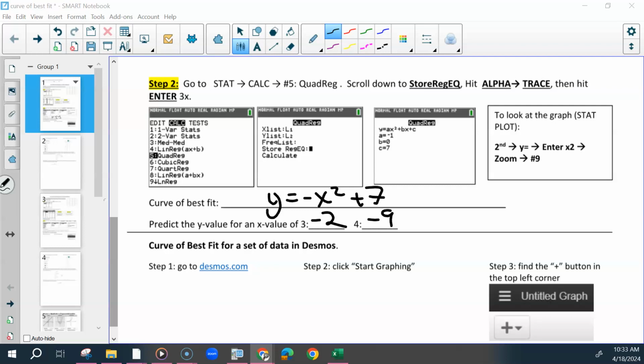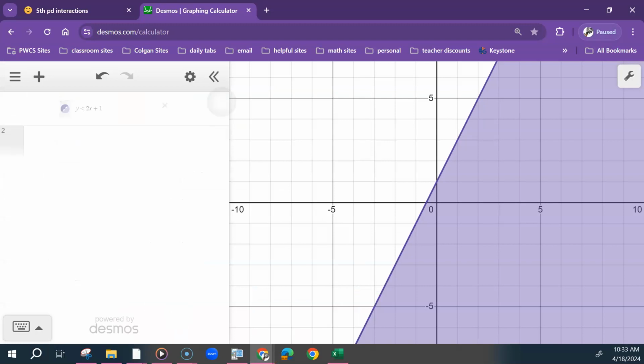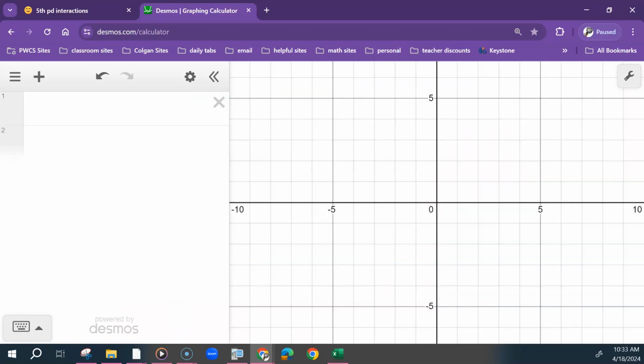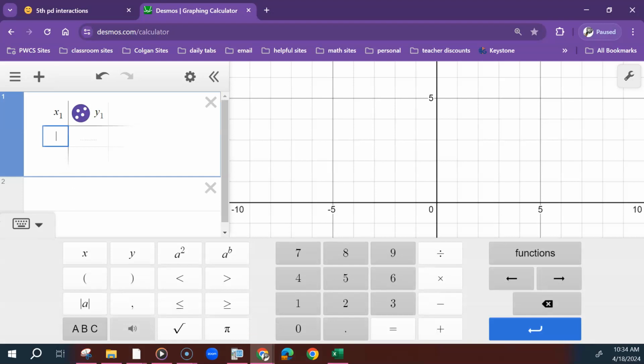Okay. So now we're going to do the same thing in Desmos. The steps are very similar to a line of best fit. We're going to use the same table, so that table's on the back of this. In your iPad, if you don't have your iPad, add in your table and start putting in your points.